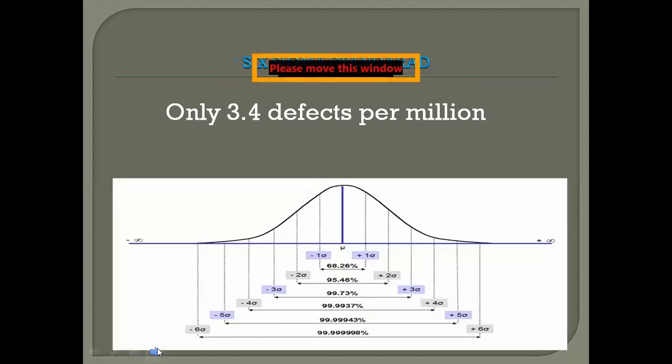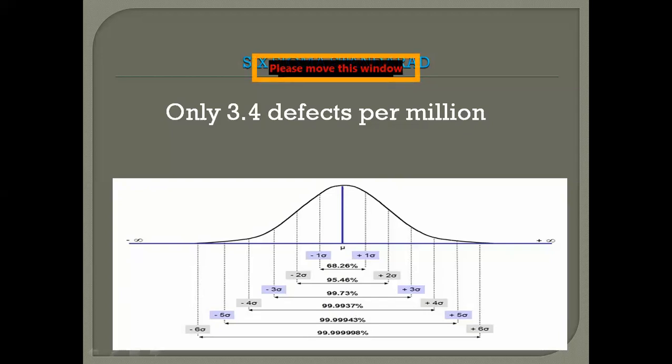Now look at this image in front of you. This mu is the mean, right? This mu is the mean. Now, 68.2, let's say 68% of the data lies within the first standard deviation. 95.46% of the data lies within 2 standard deviations away. 99.73% lies 3 standard deviations away. And then we have 99.9937%, just 4 standard deviations away.